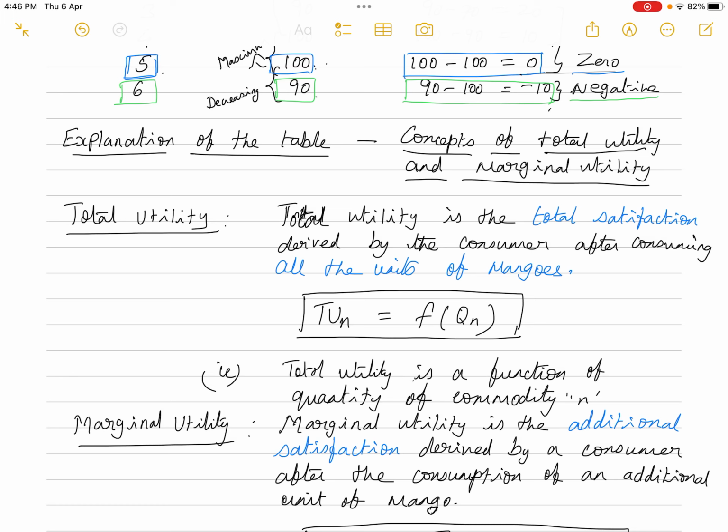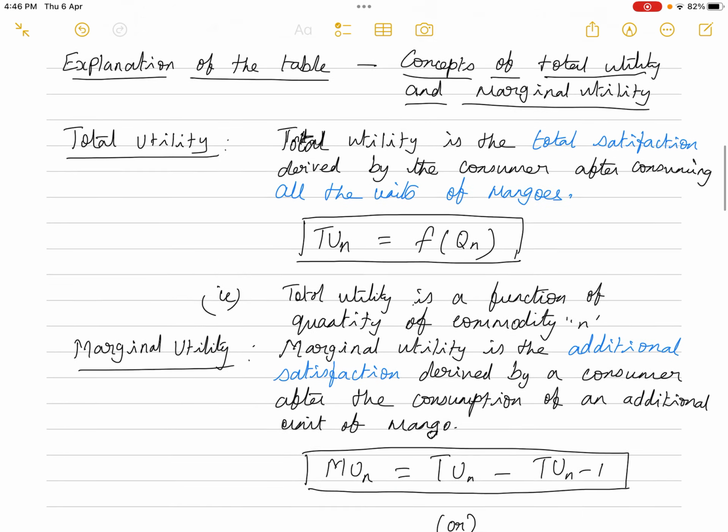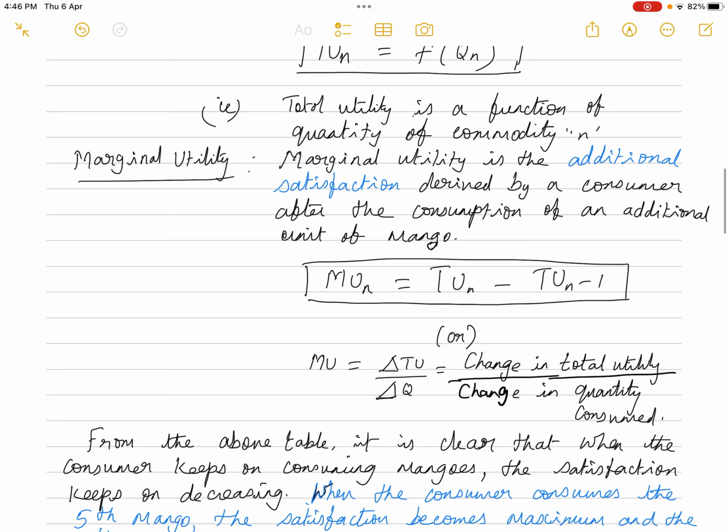So this is the formula: TU of n is equal to f of Q of n. That means the total utility of commodity n is a function of the quantity of the commodity, isn't it? If the quantity of the commodity increases, the total utility will also increase. If the quantity decreases, the total utility will also decrease. So that is, total utility is a function of the quantity of commodity n.